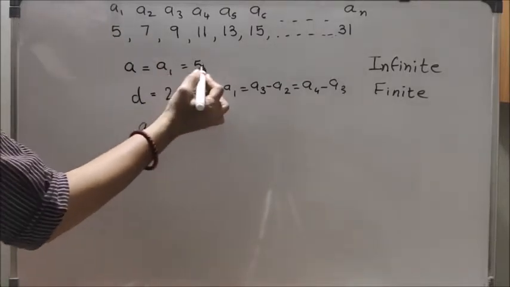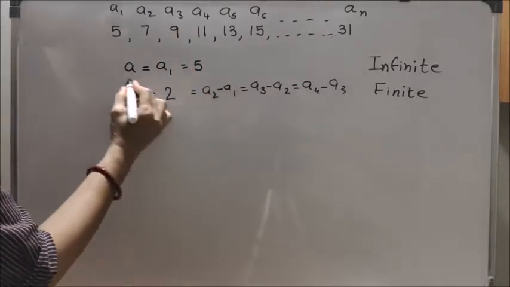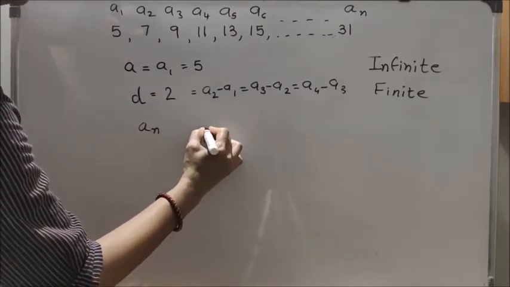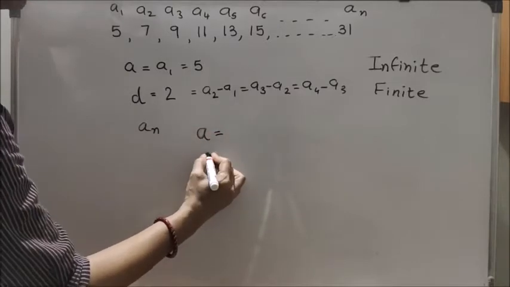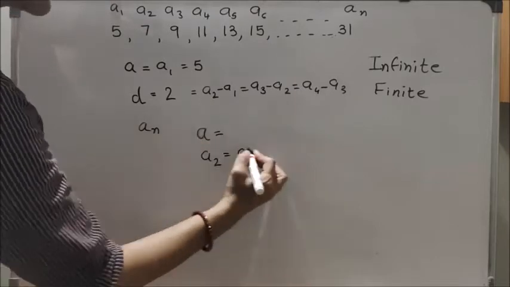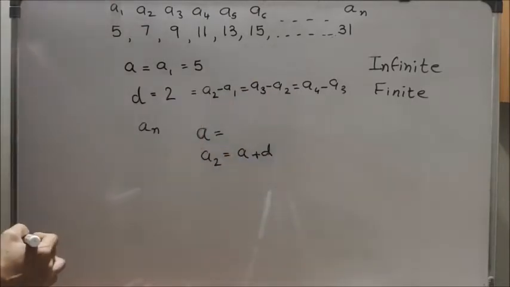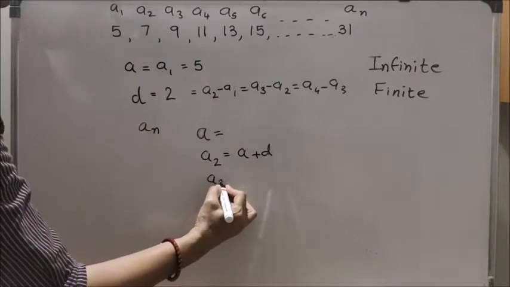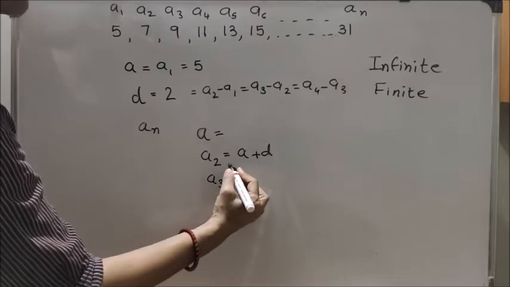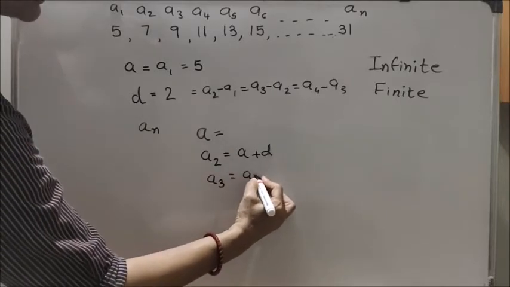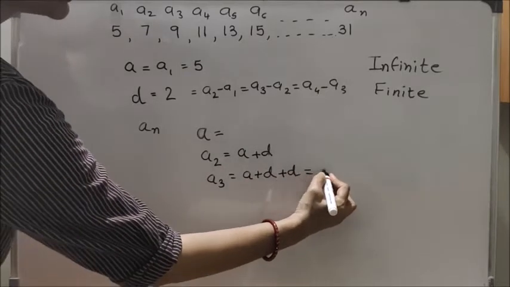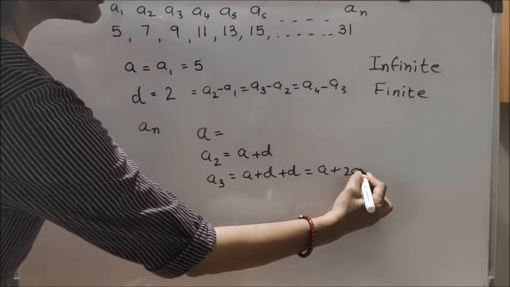Now when you know that A is 5, let us take an example. Suppose A is given to you. Then what will be A2? The second term will be A, that is the first term, plus the common difference, right? Then what will be A3? That will be A2 plus the common difference. But what is A2? A2 is A plus D. So we write A plus D, which is A2, plus D. And that actually gives you A plus 2D.